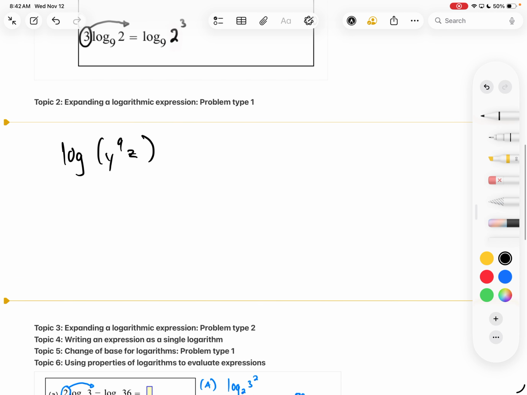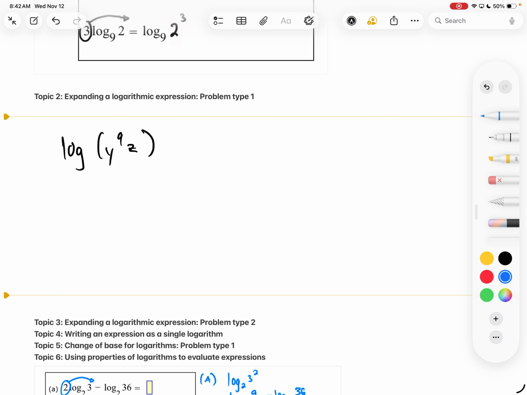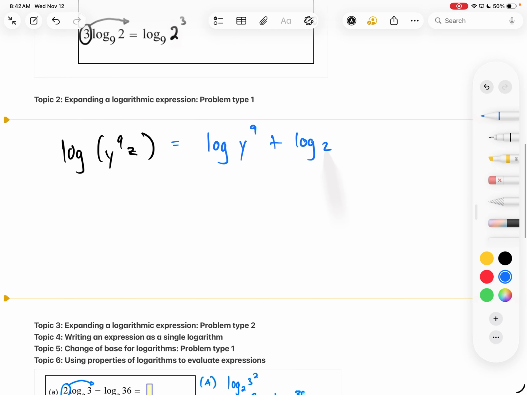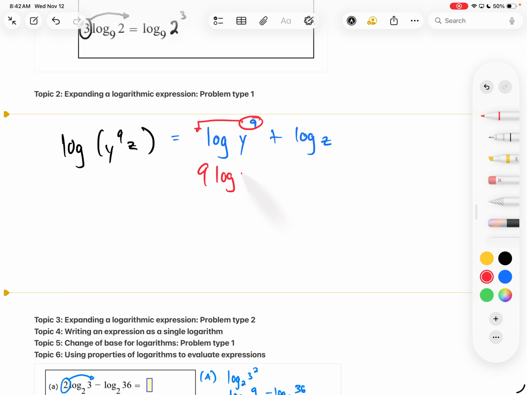So I have one log, and I want to separate it out into multiple logs. This one is being multiplied, so I want to change it to addition. So it'd be log y to the 9th plus log z. You'll get to a point where you can do this in one step. But just to show you, you're separating it out as multiplication, so we change it to 2 logs and make it addition. And then the last step here is we can take this 9 and drop it down out in front. So 9 log y plus log z.